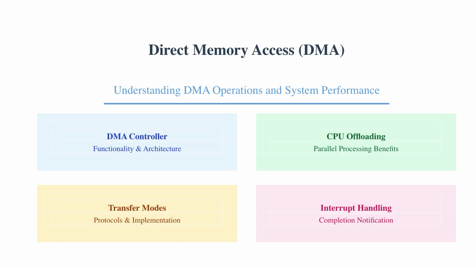The real power of DMA lies in CPU offloading and parallel processing. Instead of the CPU handling every byte of data transfer, the DMA controller takes over this responsibility. This means the CPU can continue executing other tasks, while data moves in the background, true parallel processing at the hardware level. DMA supports multiple transfer modes and protocols.